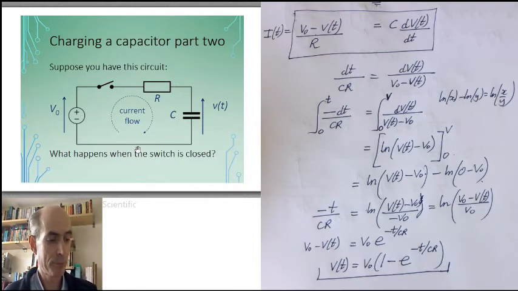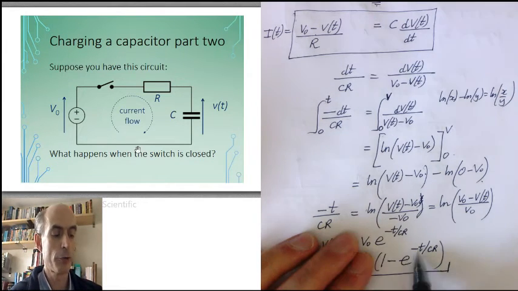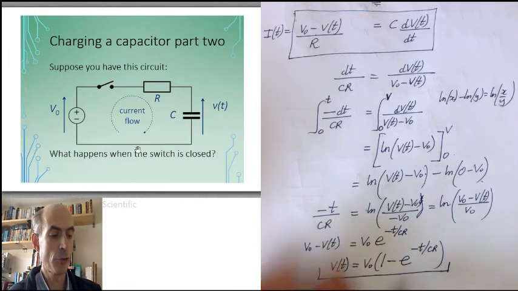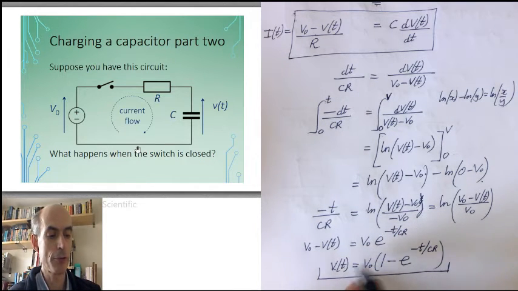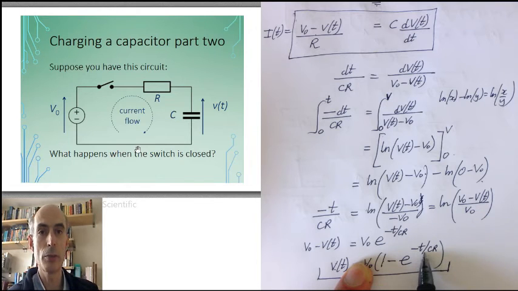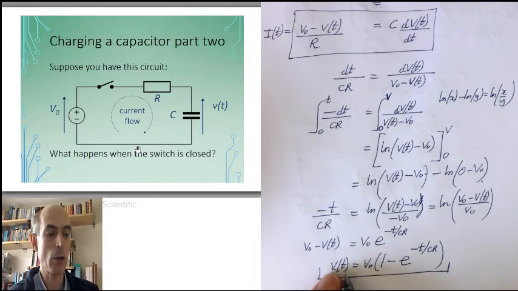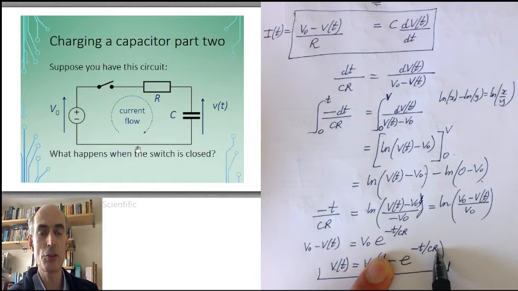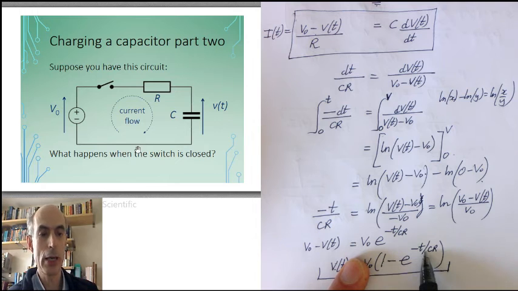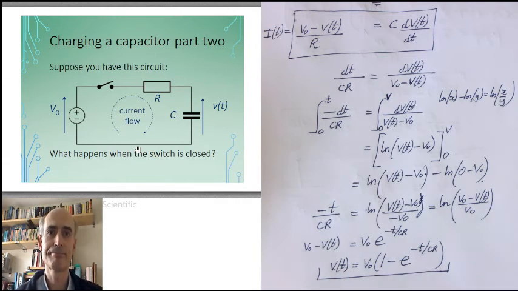What does that look like? Well, when t is 0, then e to the power of 0 is just equal to 1, so V of t would start off as V0 times 1 minus 1, which is 0. V of t would start out at 0. And as time increases, e to the power of minus t over CR would get smaller and smaller and smaller. So 1 minus this would get closer and closer to 1, which means that V of t would get closer to V0 as time goes on.